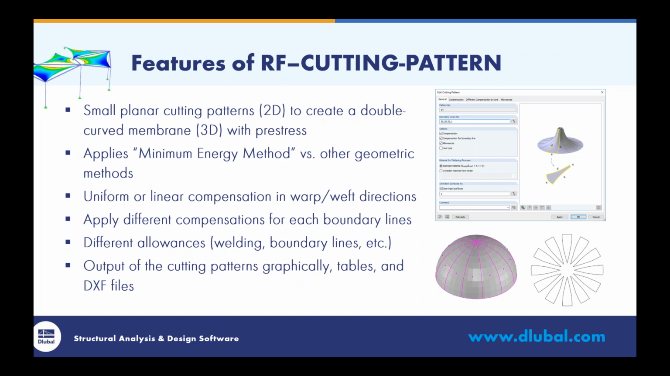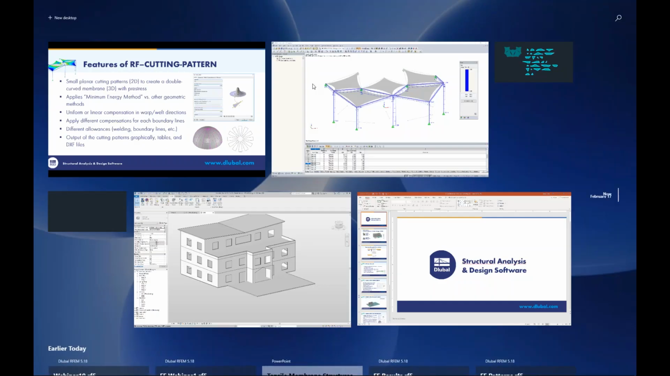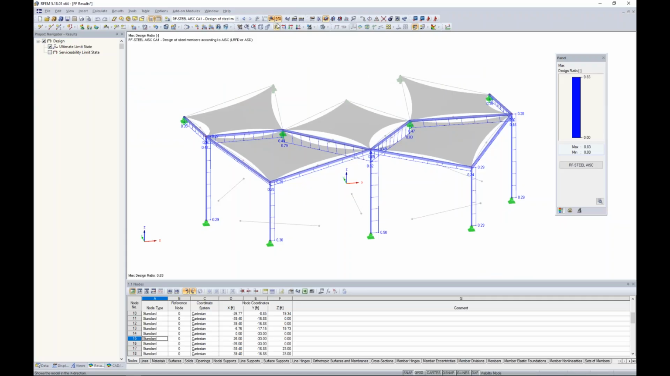We can account for different allowances as well, and this is simply just additional fabric to attach to the membrane, or to use for the membrane to attach to boundary lines. Maybe that's our steel members, or for overlaps to weld these panels together at these seam lines. And finally, we can output all of this information of the cutting patterns graphically, whether that's in RFEM in our printout report, in tables, which we could export to Microsoft Excel, as well as DXF files, which I'll show you today.